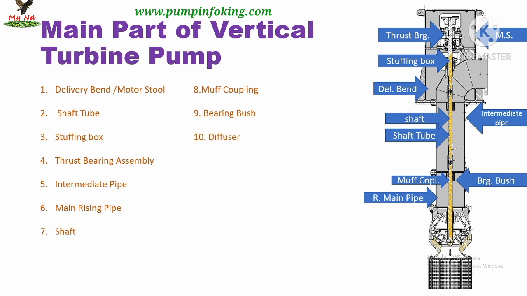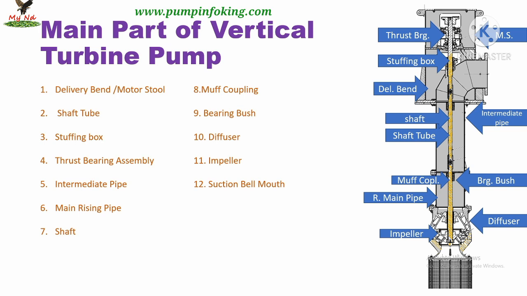The next part is the diffuser. This is the diffuser. The diffuser is the housing of the main rotating hydraulic assembly. Its main purpose is to give direction to the fluid. The next one is the impeller. This is the impeller. The impeller is the main rotating part of the pump. The impeller is also called the heart of the pump. It generates head and delivers the fluid.